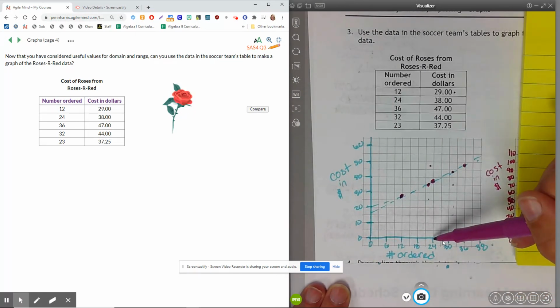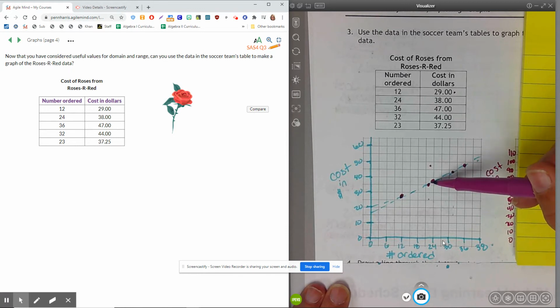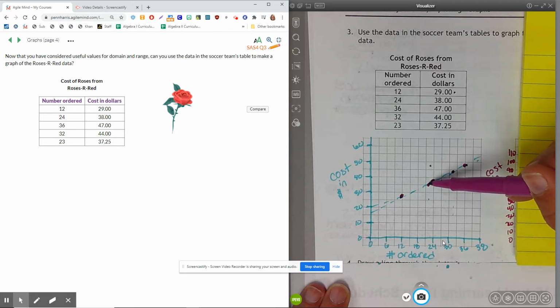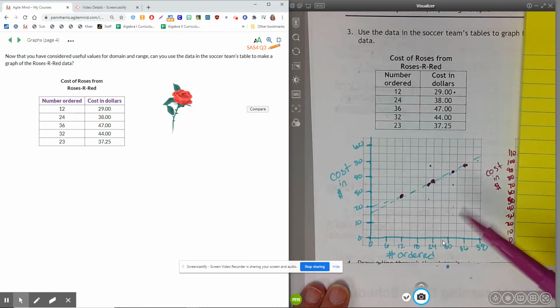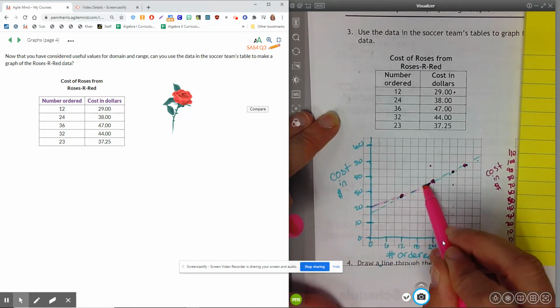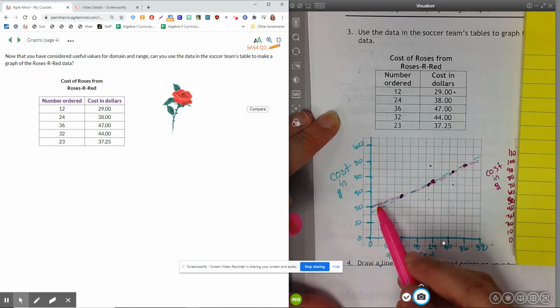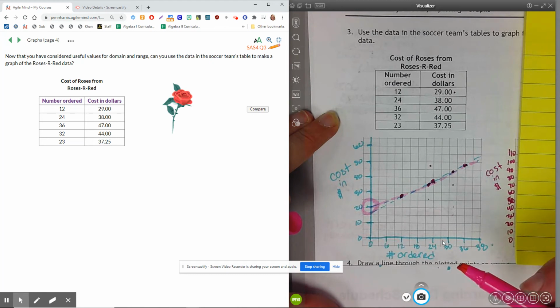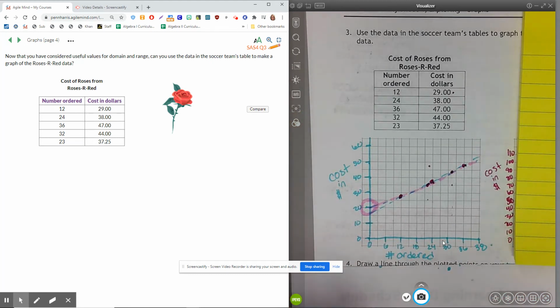And then I plotted each one of those. 24 gave me $38. 36 gave me $47. 32 gave me $44. And then 23 gave me about $37.25. Then I drew an approximate line going through it. I know it's not going to be perfect, but I also want you to take note of where it intersected, right at that $20 service fee.